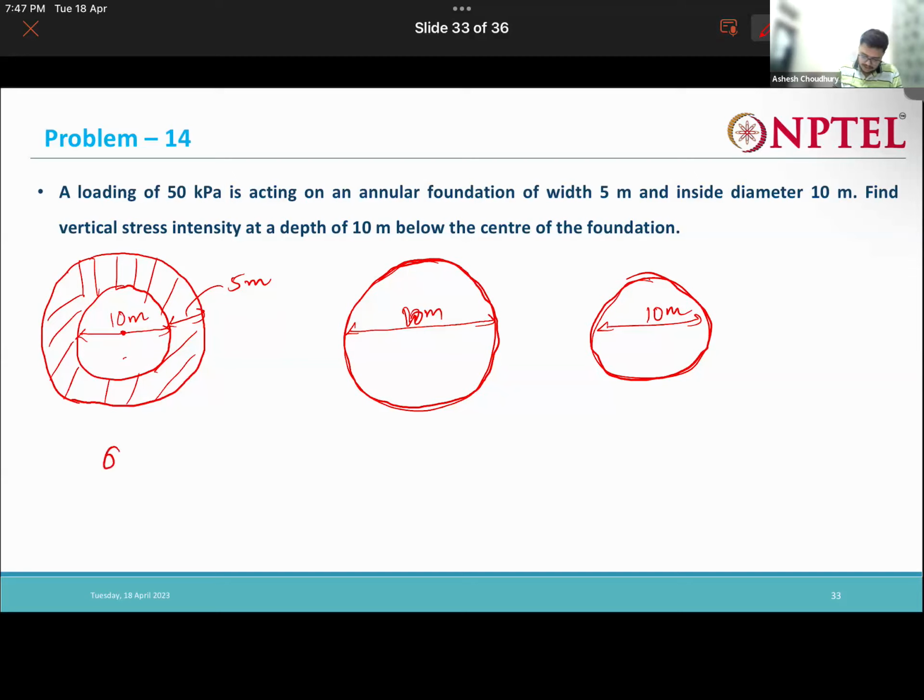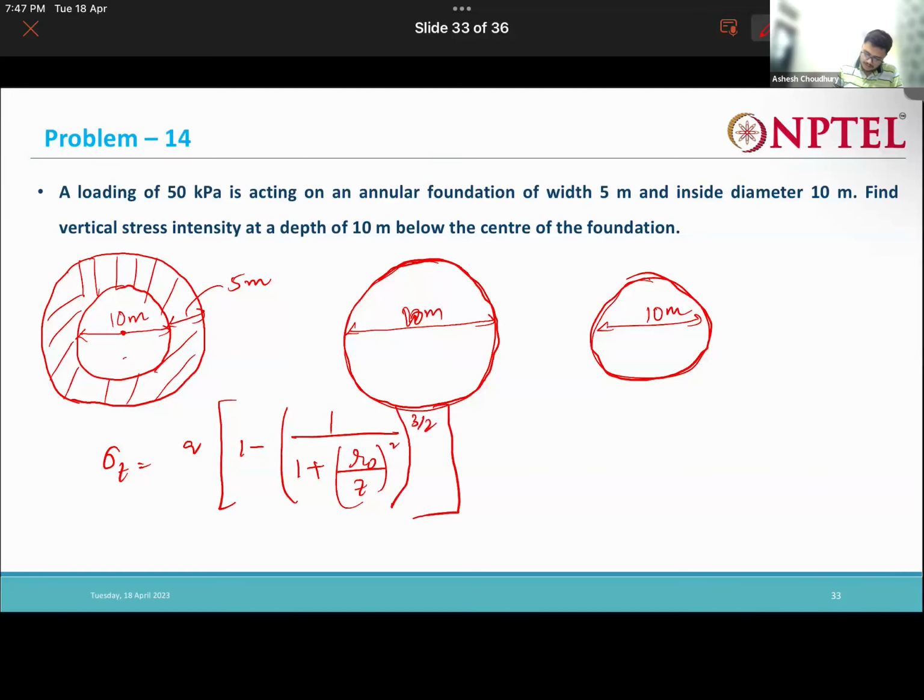So let us write this as sigma z equal to q times (1 minus 1 by (1 plus (r naught by z) squared) to the power 3 by 2) minus q times (1 minus 1 by (1 plus (r inner by z) squared) to the power 3 by 2). Here r naught means outer.